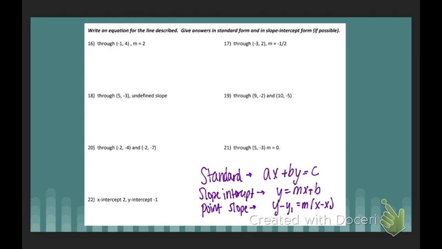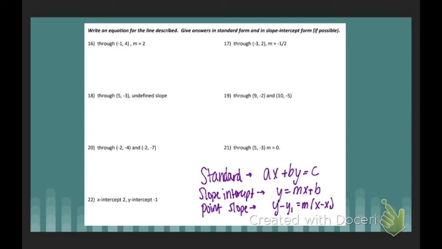On problems 19 and 20, you're going to have to start by finding your slope using the slope formula, and then picking your favorite point to put it into point-slope form. 21 and 18, those have undefined slope or 0 slope. So if you think about what those lines look like, it's really easy to write the equation of that because it's either going to be x equals a number or y equals a number.